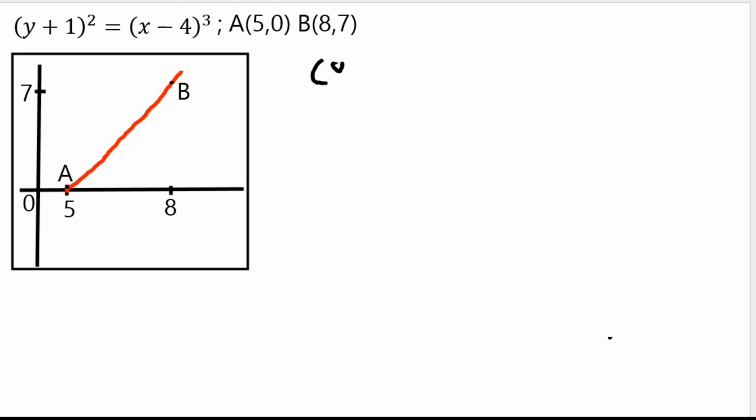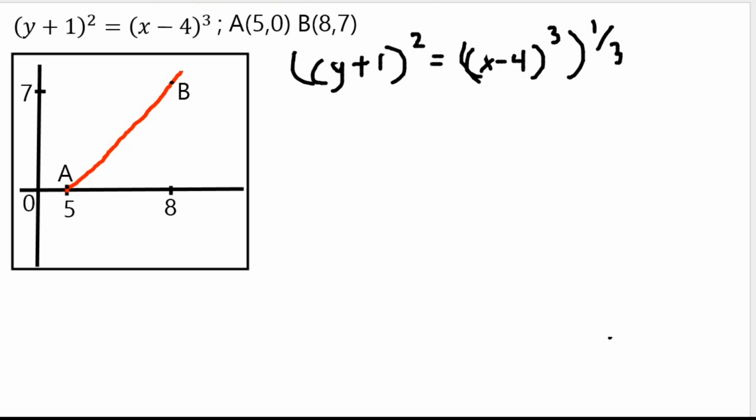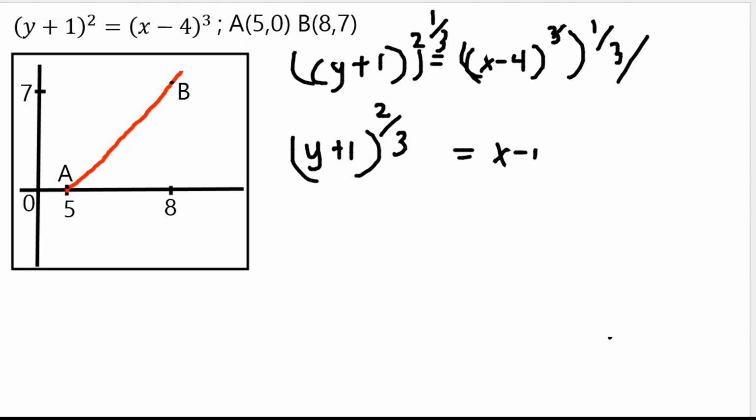So the quantity of y plus 1 raised to the second power is equal to the quantity of x minus 4 raised to the third power, from point A to point B. Now, instead of solving for y, we're going to solve for x. So let's raise both sides to the 1/3. Now what we will have here is the quantity of y plus 1 raised to the 2/3 is equal to x minus 4.